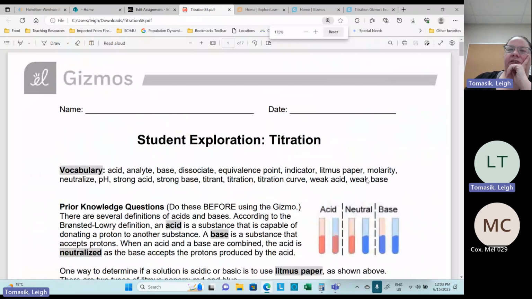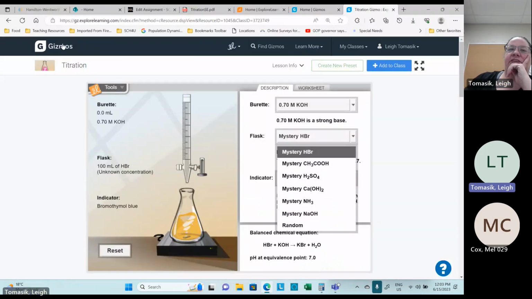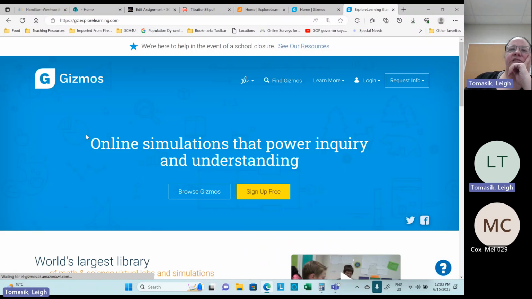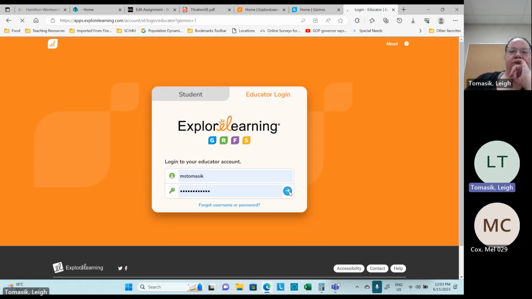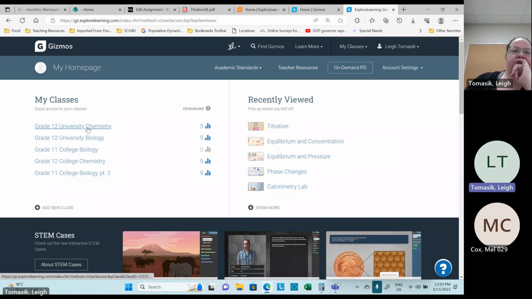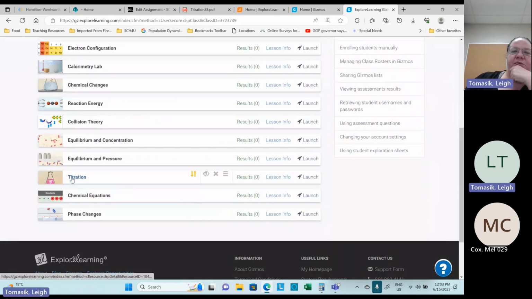a gizmo. So you're going to go to gizmos, and you can see it's on our class gizmo list. So it's a little ways down. It's third from the bottom. You can see this titration. Okay.